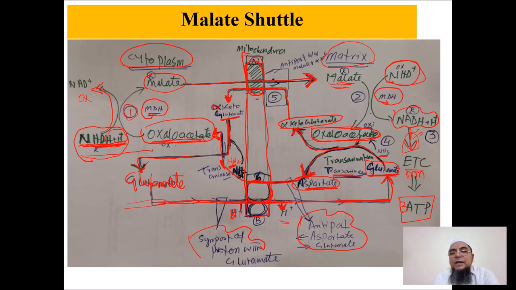So it will get an amino group from the glutamate and it will be converted into aspartate. The glutamate will convert into alpha ketoglutarate. Alpha ketoglutarate will come out to the cytoplasm. Aspartate will come out to the cytoplasm. And then again there will be a transamination. So aspartate will convert into oxaloacetate and alpha ketoglutarate will convert into glutamate, and glutamate will reverse back to the mitochondria. This system is active in human systems and in animal systems, and it is very active in the liver and kidneys.